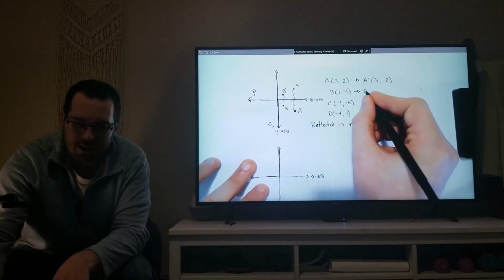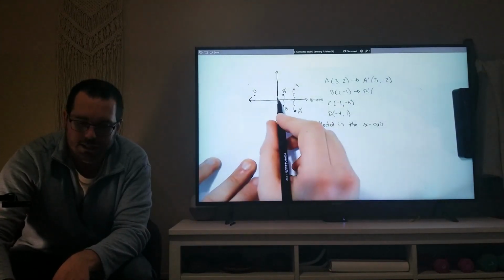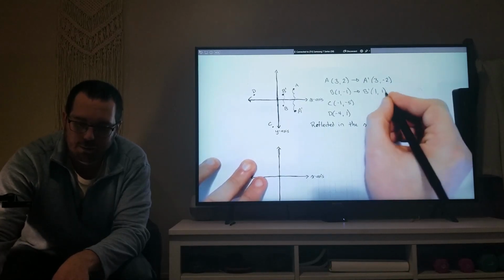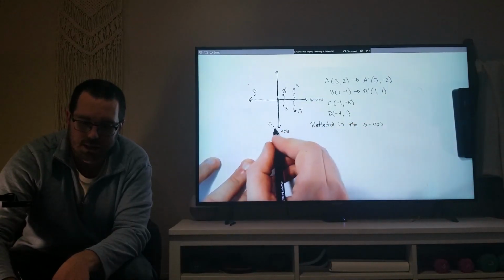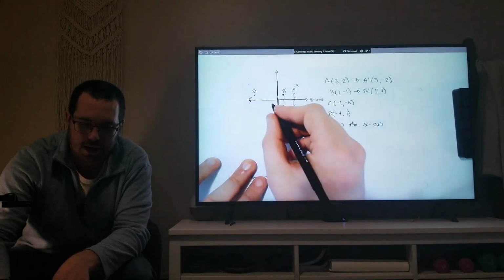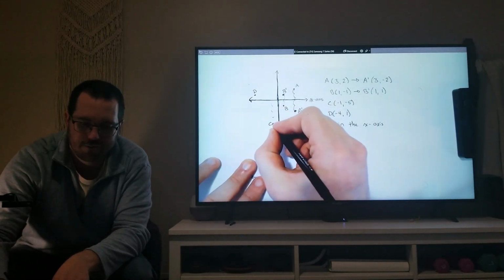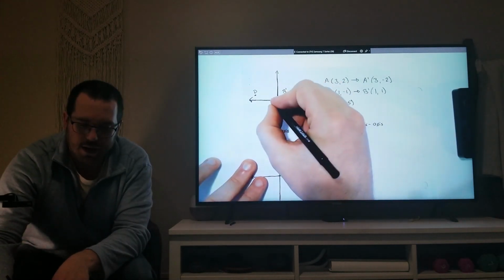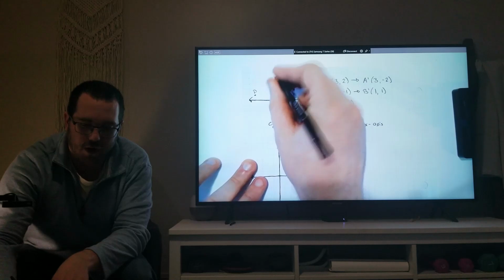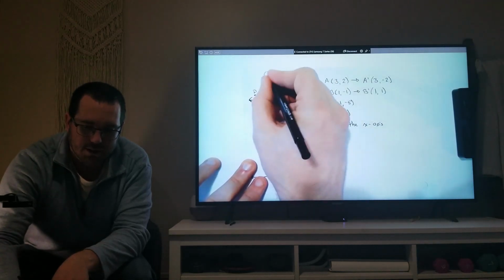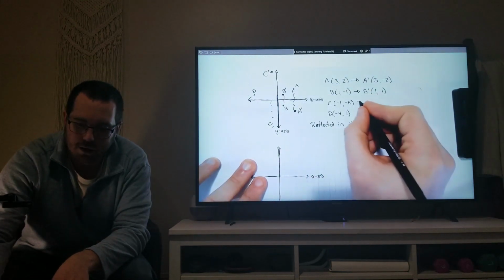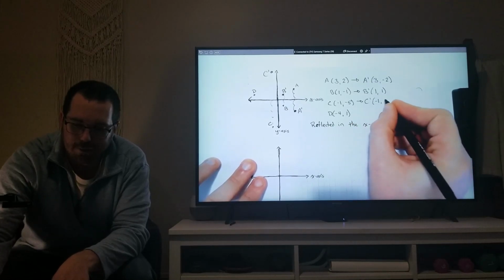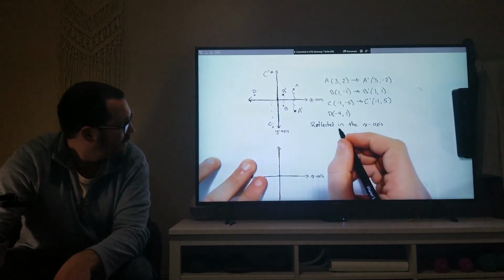So point B, when it's reflected, it's still at 1 on the x value, but now its y value becomes +1. C, here it is. It is now 1, 2, 3, 4, 5 points away from the reflection line. So we continue that up, 1, 2, 3, 4, 5, and we have point C, which is our new point here, which is going to be at -1 and +5.